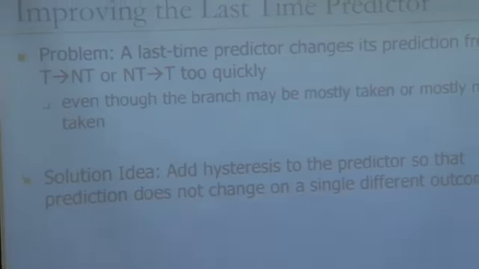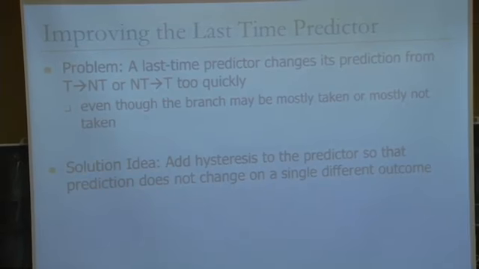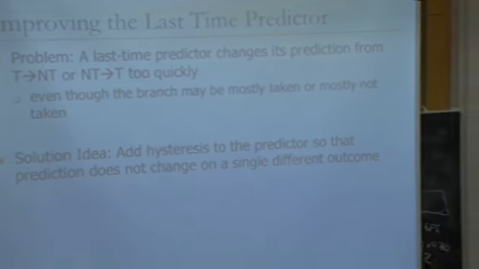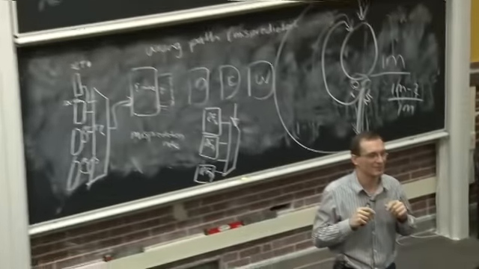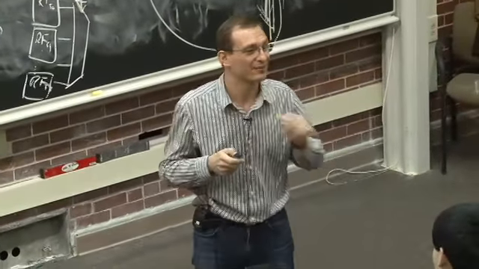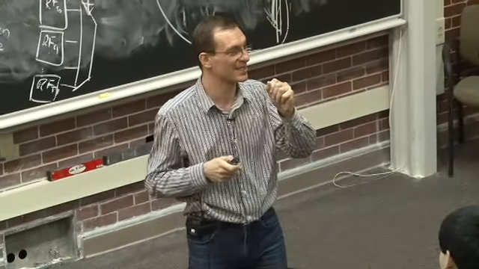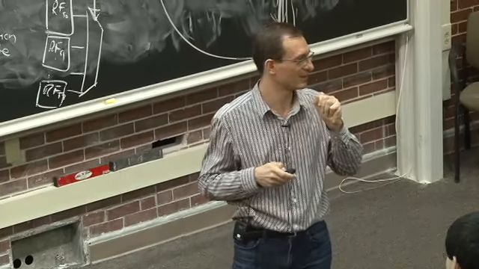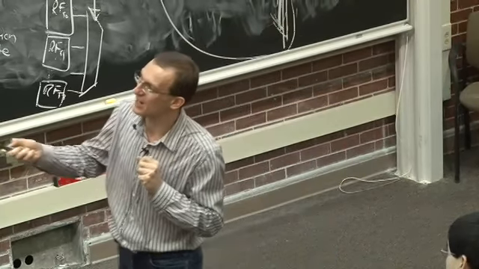Even though the branch may be mostly taken or mostly not taken, you change your mind quickly. So the solution is you add hysteresis to the predictor so that the prediction does not change on a single different outcome. You guys know the concept of hysteresis? Basically, you add some lag, if you will, before you change your prediction. You want to see an incorrect prediction again before you change your mind. So we'll see how you do that.